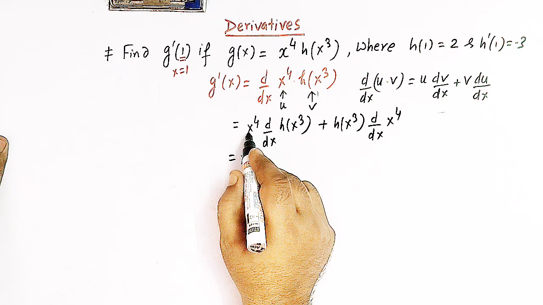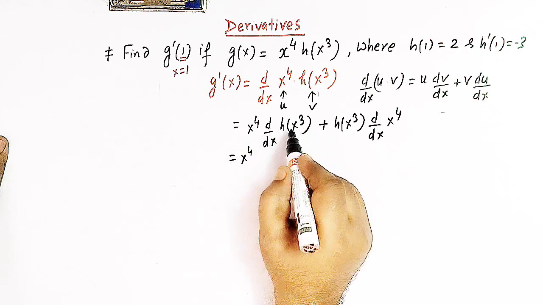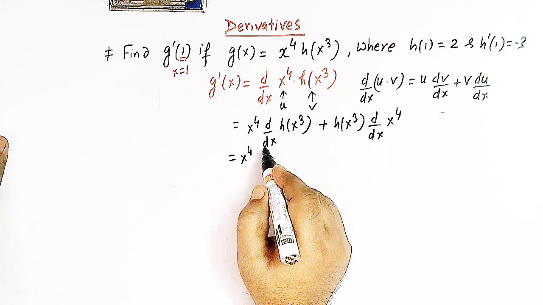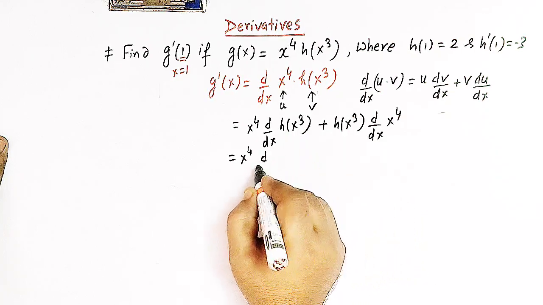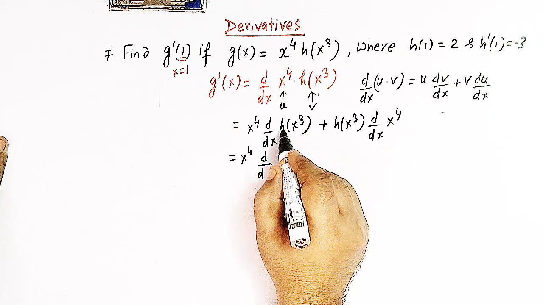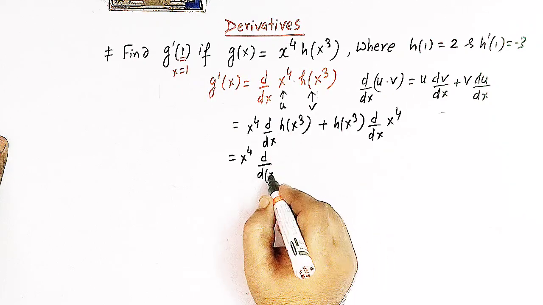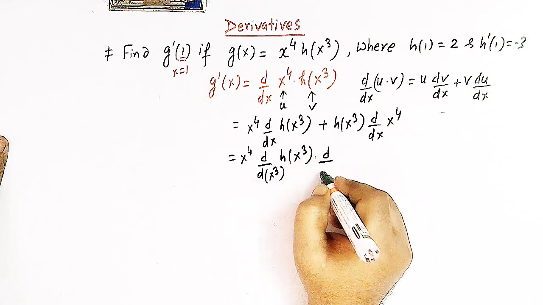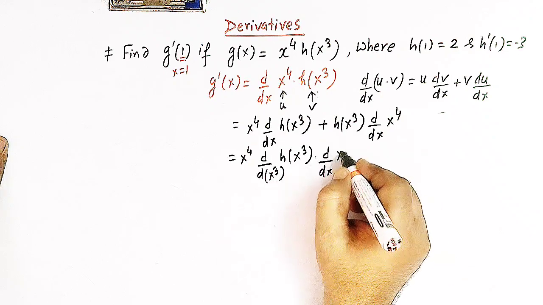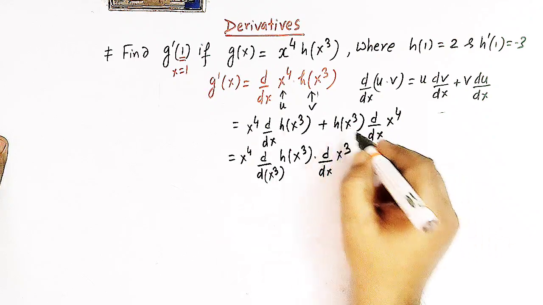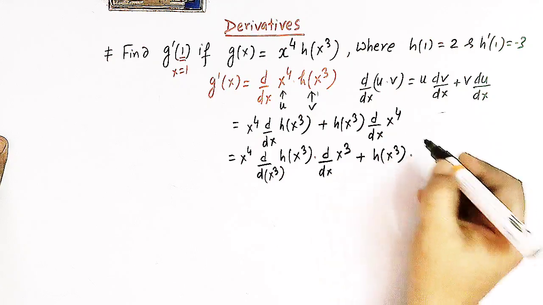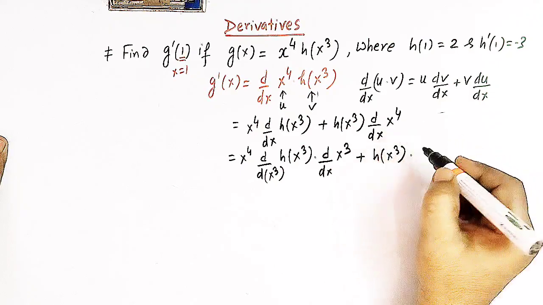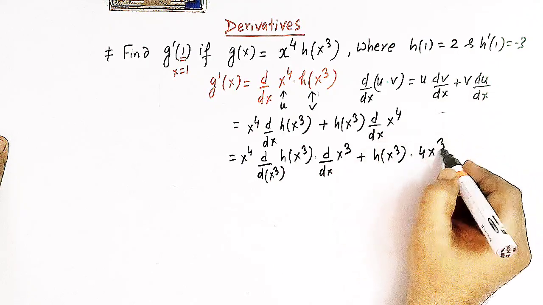So now we have x raised to 4, and here we have to differentiate h of x cube with respect to x. So we can make use of the chain rule here. We first differentiate h of x cube with respect to x cube, and then by chain rule we differentiate x cube with respect to x. And here we have h of x cube, and x raised to 4 is to be differentiated with respect to x, and the derivative is 4x cube.